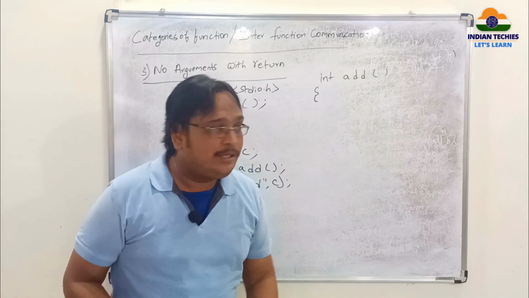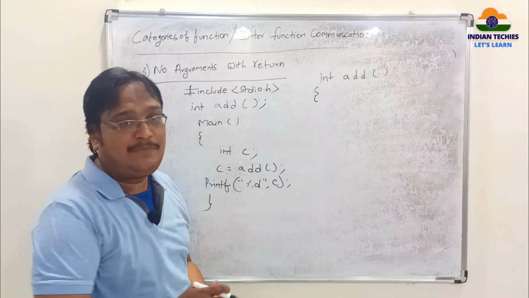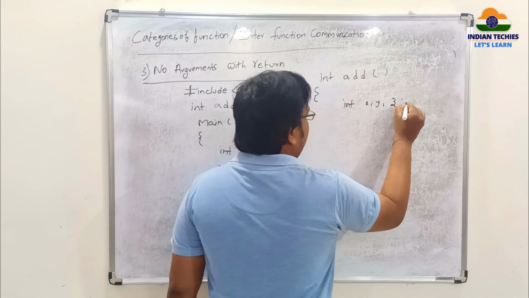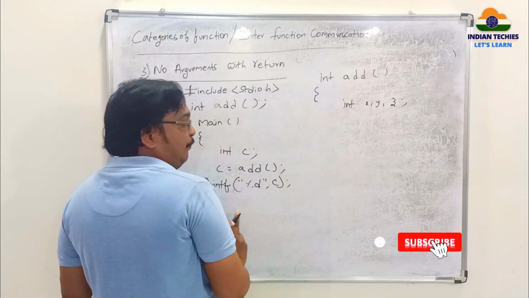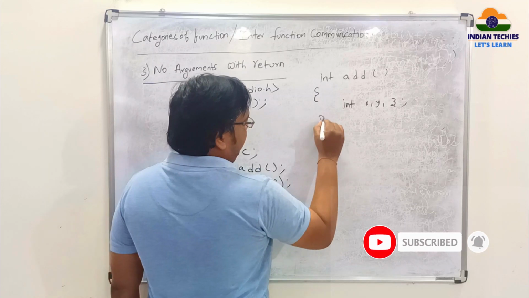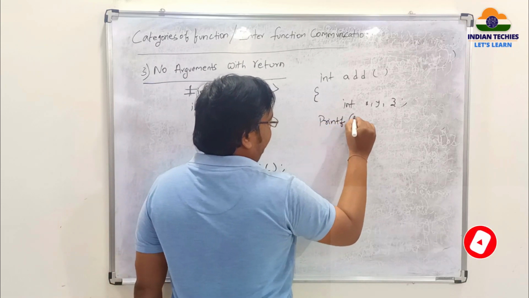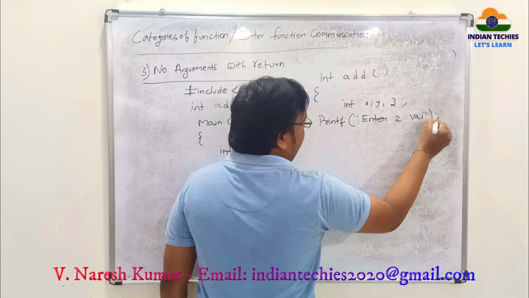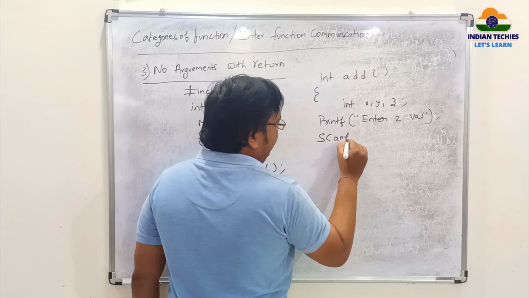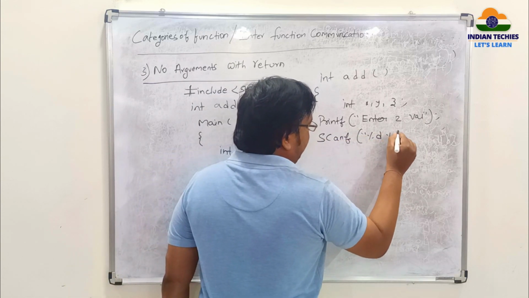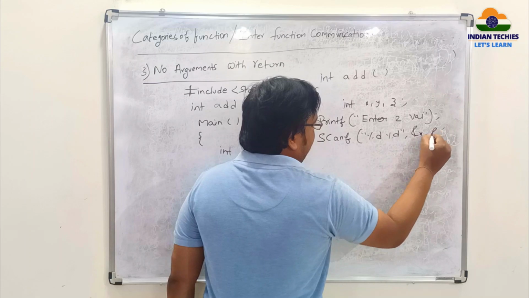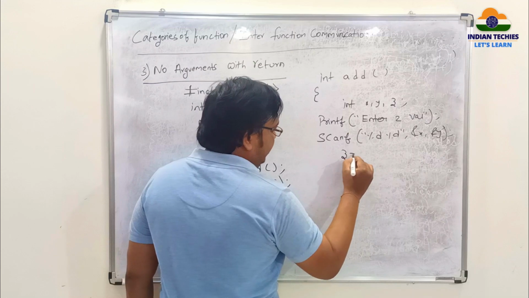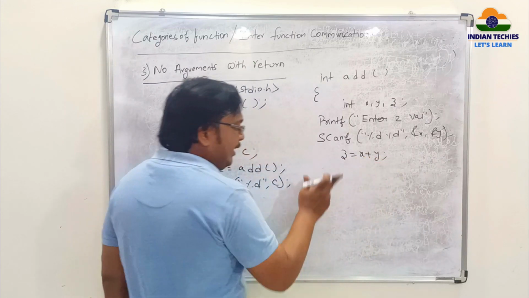At that time, what you have to do is take your own variables inside the function. Here I am declaring int x, y, z. Since you did not get input from main, you take input here. That is printf("enter two values"). Next, scanf("%d %d", &x, &y). x and y values you have taken as input, then perform z = x + y. Now the result is in z.